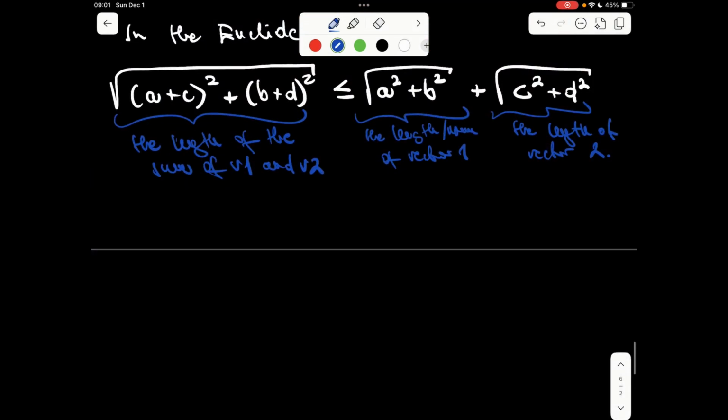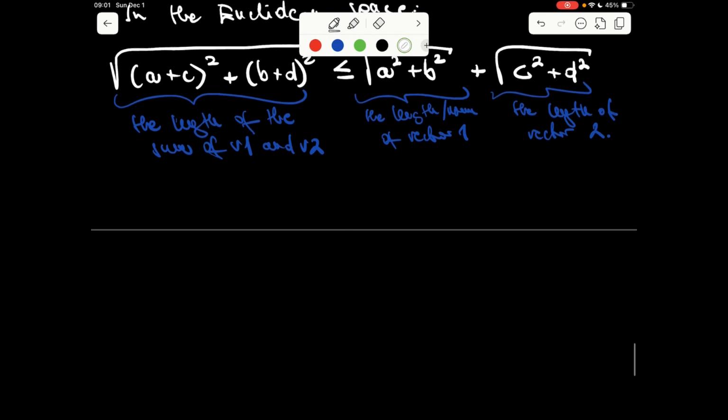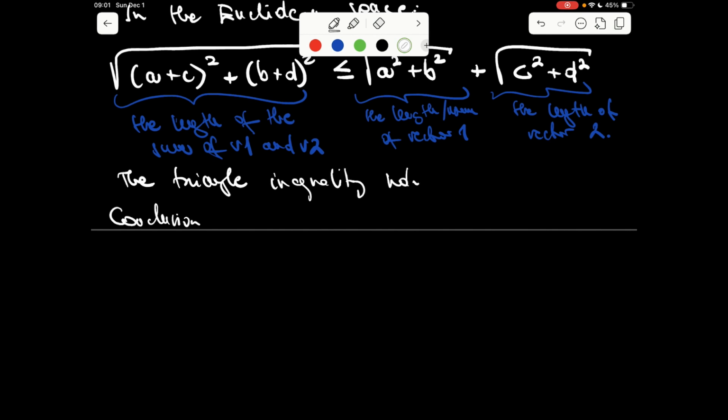So from the fact that in the usual Euclidean space the triangle inequality holds, it follows that the triangle inequality holds in space X. So conclusion: the triangle inequality holds in X too. So the conclusion is that this is a norm.